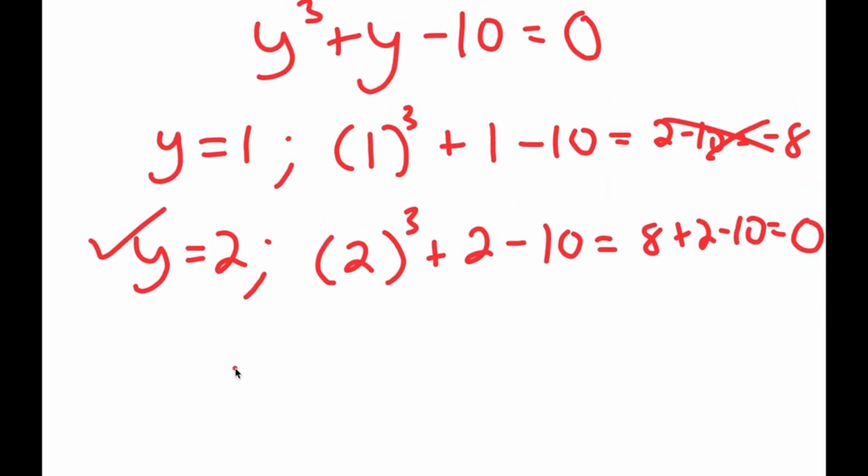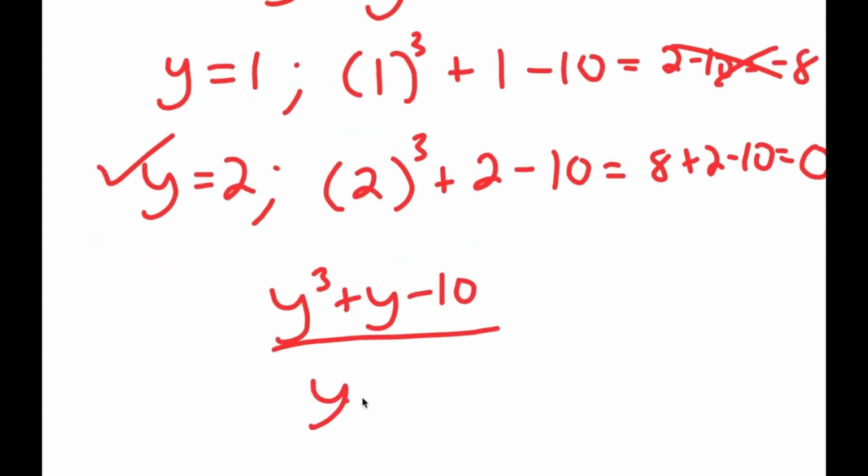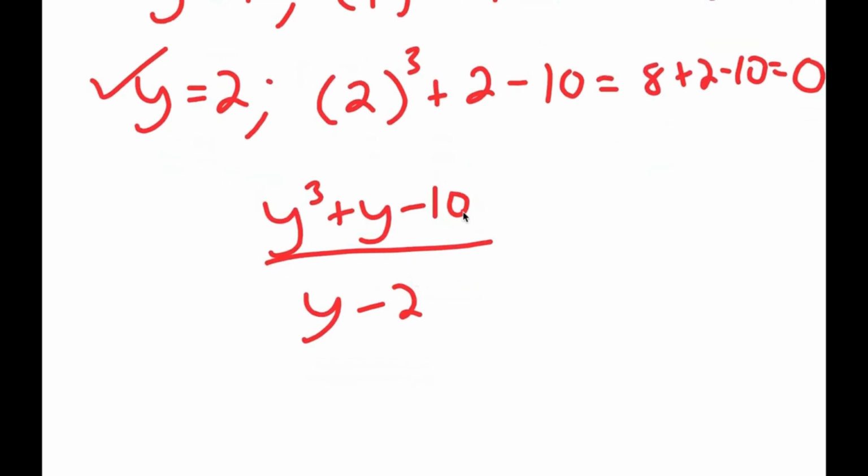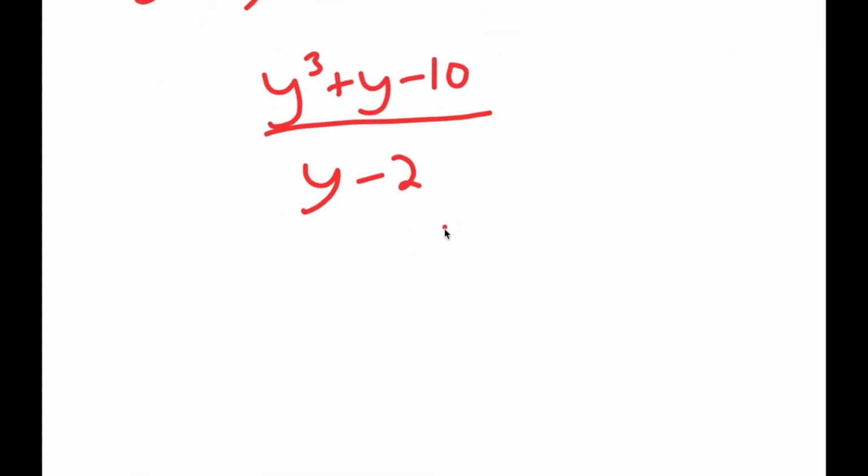So this also means that I can divide y to the power of 3 plus y minus 10 by y minus 2, because 2 is a solution. If I plug in 2 into y minus 2, I get 0. So if I do this, I can find the remaining solutions. The easiest way to do this is by synthetic division.